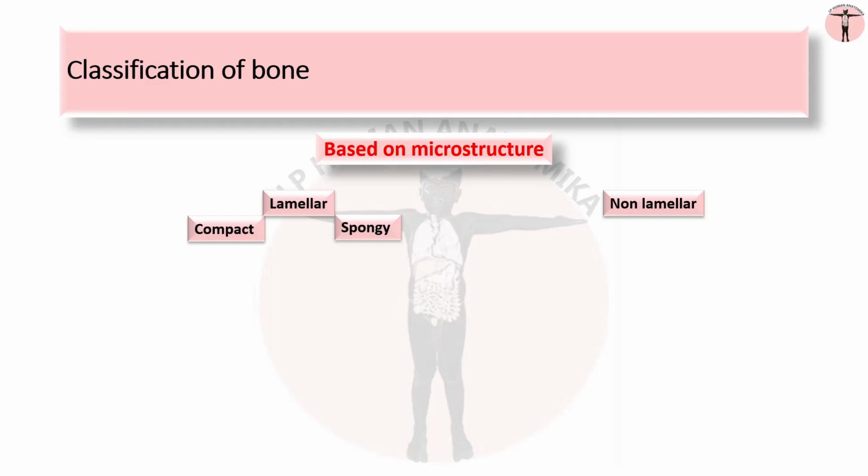On the other hand, the bone tissue which is initially deposited in the skeleton of the developing fetus is called immature bone or non-lamellar bone. It is also called woven bone.